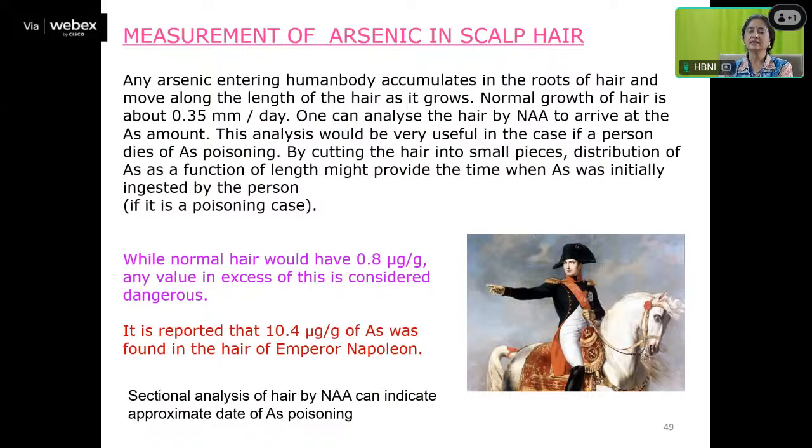By cutting the hair into small pieces, the distribution of arsenic as a function of length can also be determined, from which you will be able to know when the arsenic was ingested by the person.